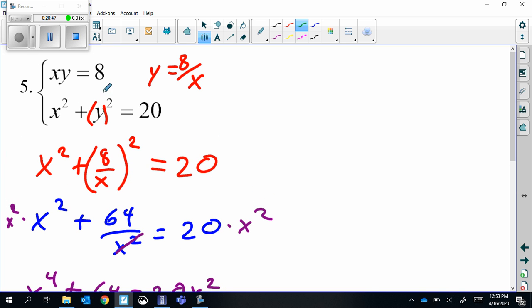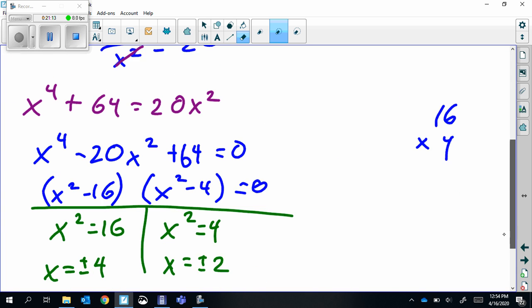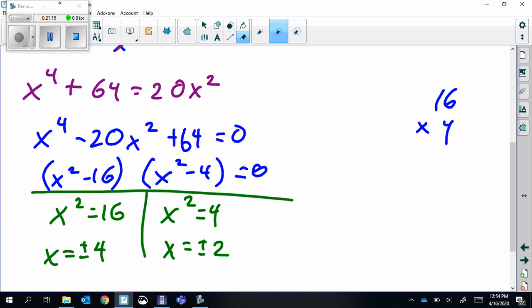This xy equals 8 is kind of weird, but since it's 8 over x, that's a little bit familiar with our parent function for rational functions. So when you have that and a circle, it's a bad circle, but you can see that this could intersect 4 times, and that's exactly what we have going on. That's why we have 4 different answers: plus or minus 4, plus or minus 2.